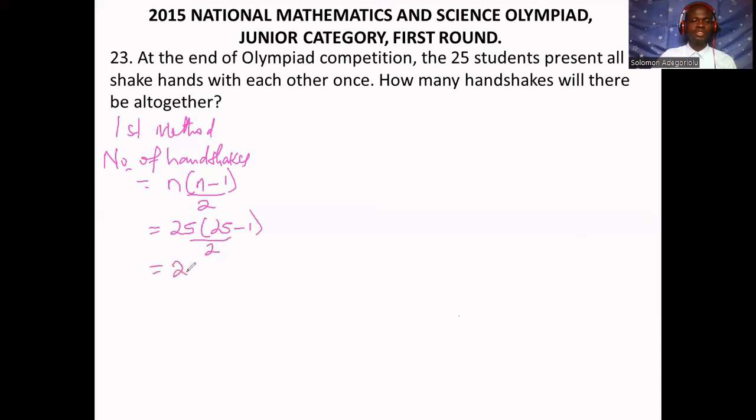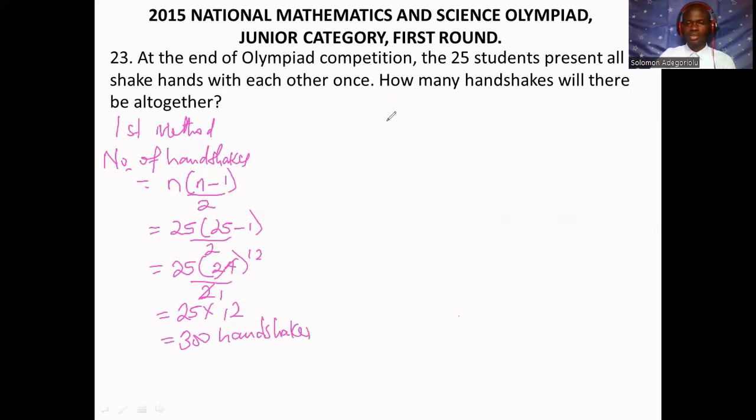This will give us 25 into bracket 25 minus 1, which gives us 24, then divided by 2. Two into 24 is 12. So here we're going to have 25 times 12, and when you multiply this together, we get 300. That means we have 300 handshakes. Don't forget, that is the first method.